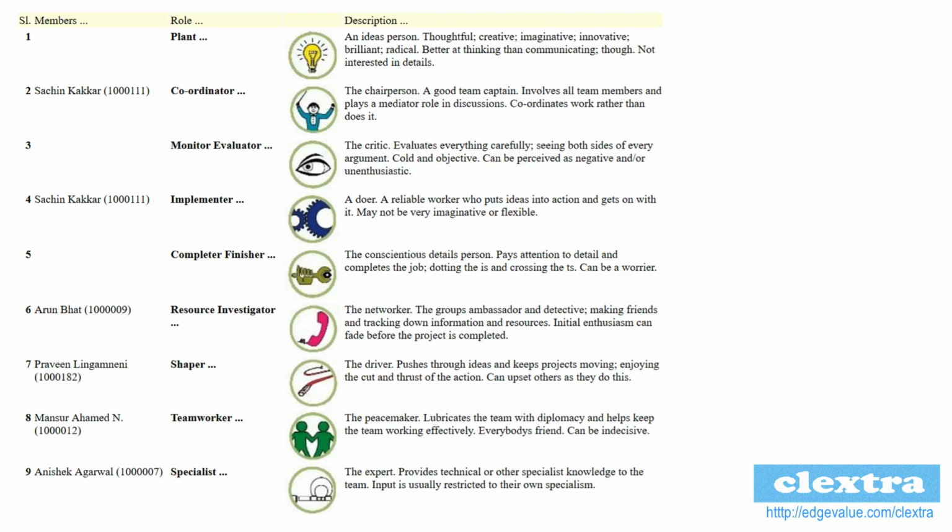The ninth role is the specialist, the expert, who provides technical or specialist knowledge, because in today's world, IPR, being superior to your competition, superior to anything else, is important, and that comes from the skill set. So even though everybody in the team will have different skills, this specialist is perhaps integral to the core competence of the whole task. So this is the specialist.